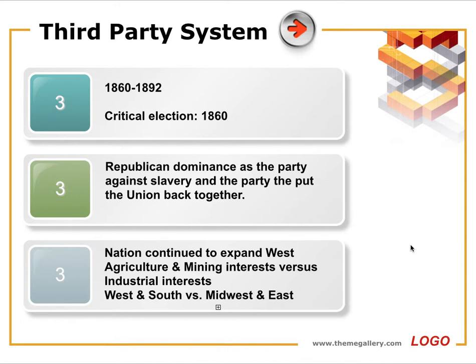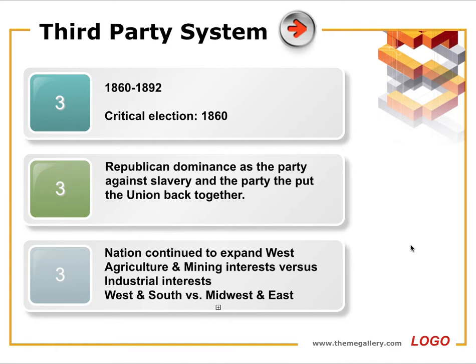The third era is the era post-slavery. The critical election, of course, is 1860, which is a four-way race between Abraham Lincoln and three others. But after the Civil War is won, what we see is a Republican dominance. And the Republicans are responsible for doing two things. They are the party against slavery, and they end it. And they're the party that attempts to put the Union back together again, and it kind of does.